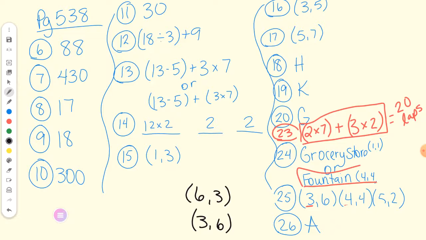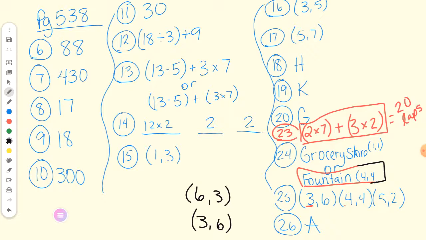Yeah, sometimes on quizzes and tests, even if you're unsure how to do these, if you're making a common error of flipping them, you get it correct if the coordinates are the same. So the grocery store was at 1-1, the fountain was at 4-4. Why do you think I have fountain boxed in as the answer? They both would be the correct spot if they flipped it.